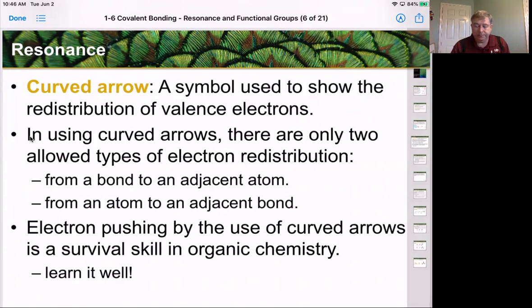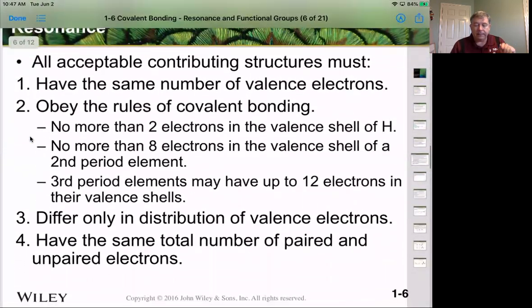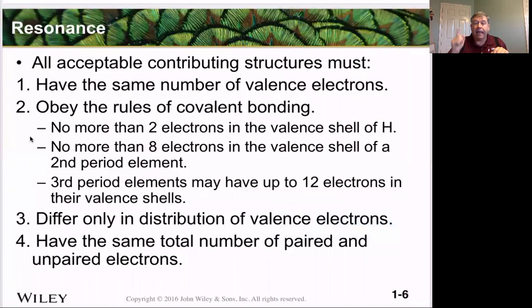structure somewhere in between. Okay, so when we draw resonance structures, all acceptable contributing structures must have the exact same number of electrons, okay? It must obey all of the covalent bonding rules. There can be no more than 2 electrons in the valence shell of hydrogen, no more than 8 electrons in carbon, nitrogen, oxygen, fluorine. And in the third period, you can actually have higher numbers, for example, 12 electrons. This comes into play when we use sulfur and phosphorus with our compounds. We'll see that again later. We can have those higher number of electrons in those bigger shells, okay?